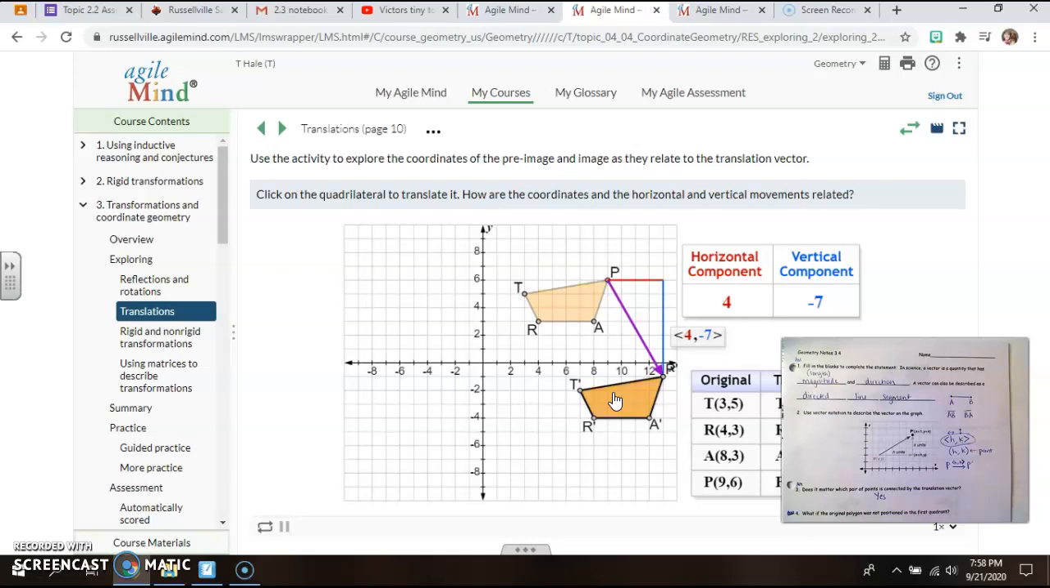So it doesn't affect what quadrant you're starting in. That doesn't matter. So number 4, it doesn't matter what quadrant your first figure starts in. All that matters is the direction and distance that you're traveling to your image.